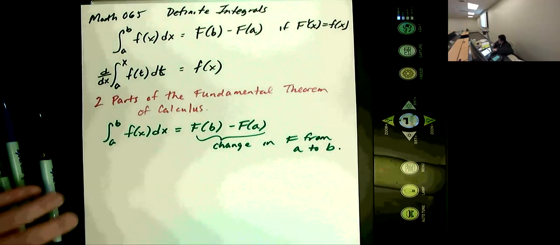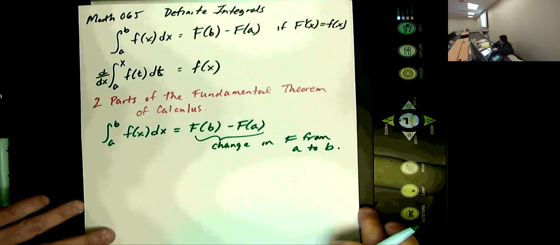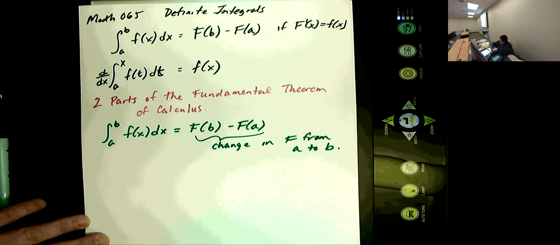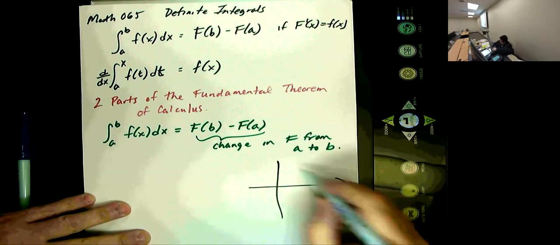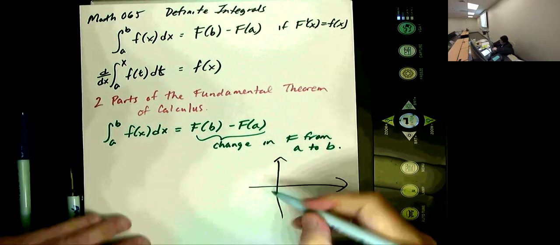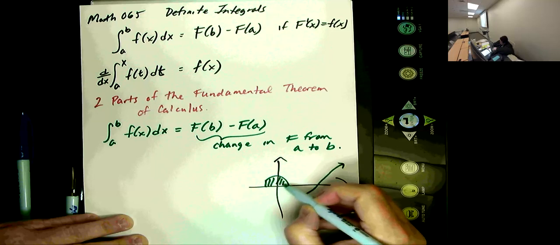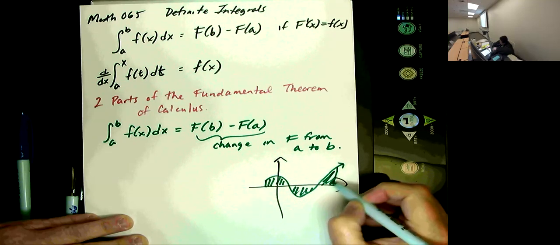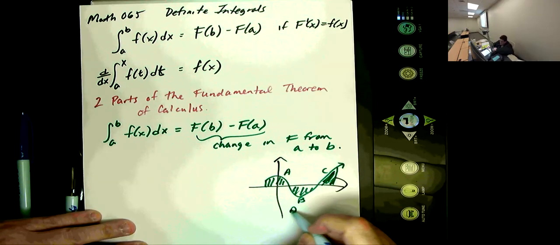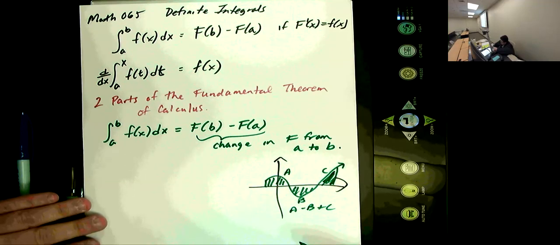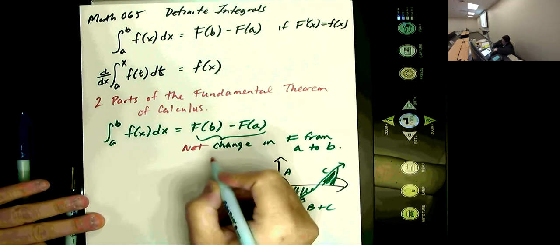But this is the unsigned one. We don't have this. This is the signed version. If we have our graph like this and something like this, what we're doing when we do that integral is we're finding the net value here. So like this is a, b, and c. It's a minus b plus c. So it's not really a change. It's a net change.